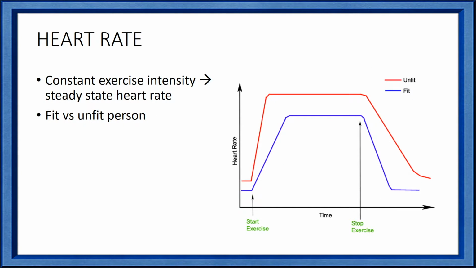If exercise intensity remains constant, heart rate will level off. This is known as a steady-state heart rate. At this point, the demands of active tissue are adequately met by the cardiovascular system.